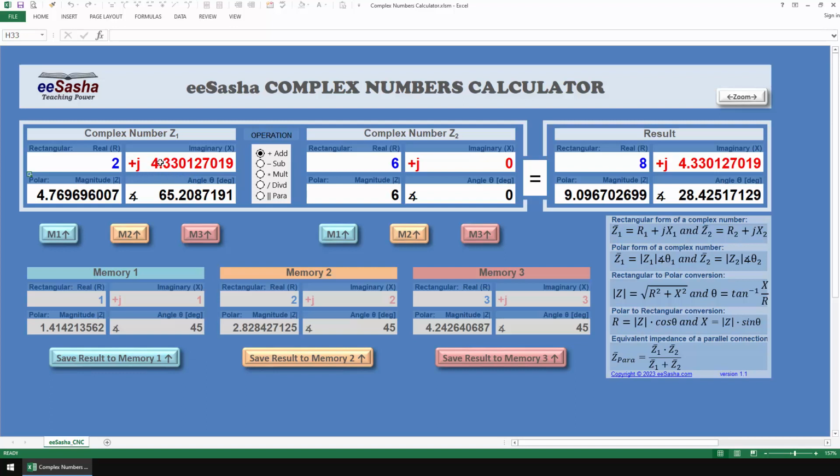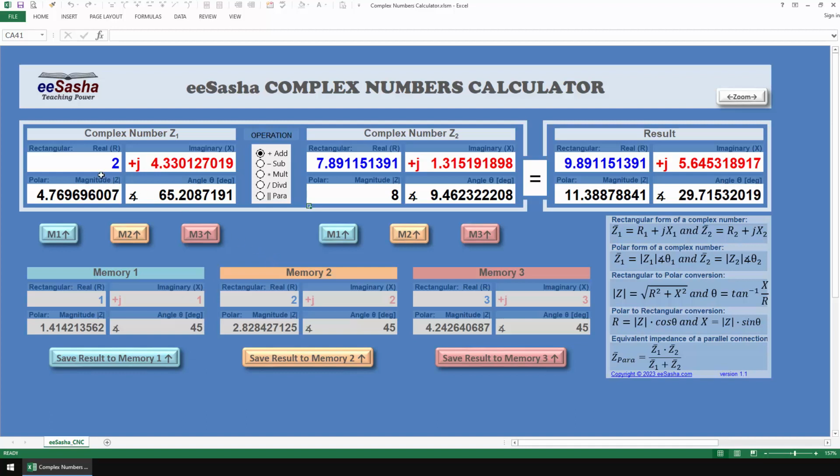You can use complex number Z1 to perform those conversions, or you can use complex number Z2. It will do the same. I haven't yet mentioned memory fields, but the same holds for memory fields. If you change any of the components in any of these three memory fields, the conversion will be calculated automatically.